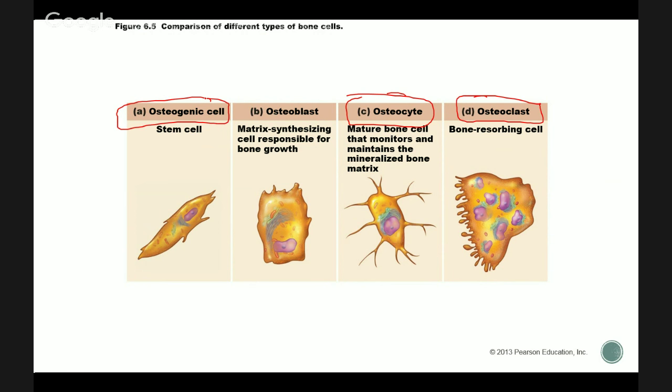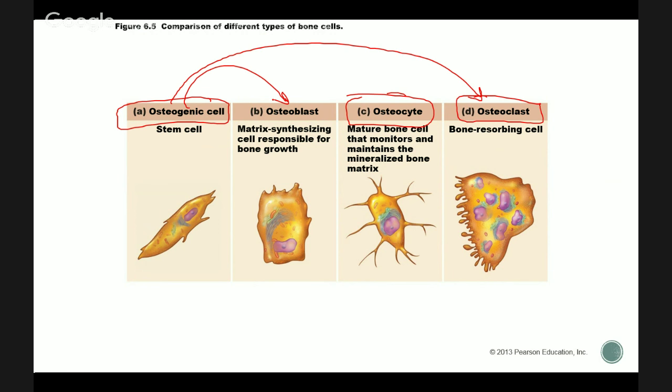But we also have the osteogenic cell. This is the stem cell. This is the cell that has determined it will become a bone cell, but it hasn't determined which one it's going to be yet. An osteogenic cell will either become an osteoblast or it will become an osteoclast. So it's got two options. Are we going to build bone or are we going to break it down? That's the question.